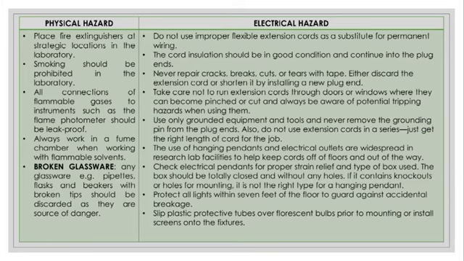Check electrical pendants for proper strain relief and type of box used. The box should be totally closed and without any holes. If it contains knockouts or holes for mounting, it is not the right type for a hanging pendant. Protect all lights within 7 feet of the floor to guard against accidental breakage. Slip plastic protective tubes over fluorescent bulbs prior to mounting or install screens onto the fixtures.